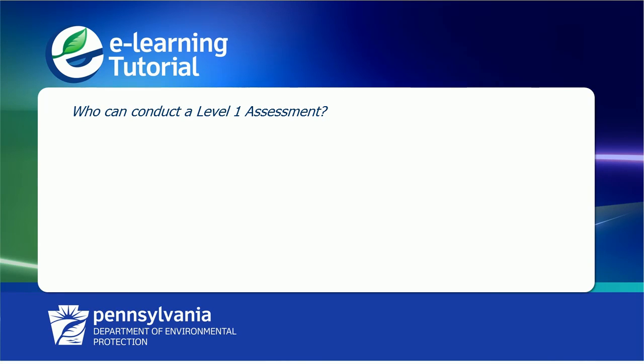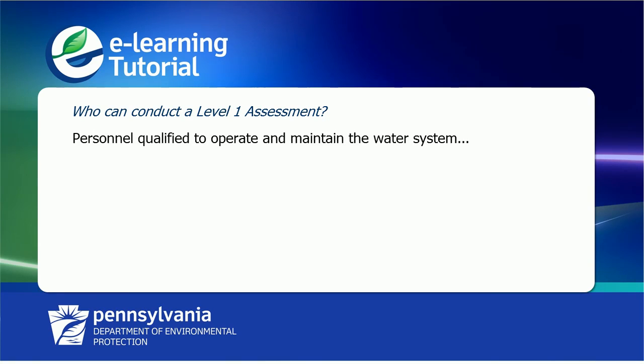A Level 1 assessment must be conducted by personnel qualified to operate and maintain the water system. In the case of transient water systems, this may be the owner, a maintenance worker, plumber, or an operator. As you can see, a Level 1 assessment does not need to be conducted by a certified operator.